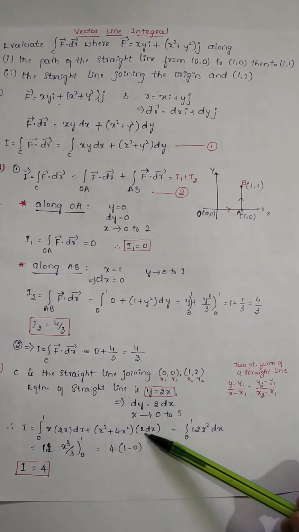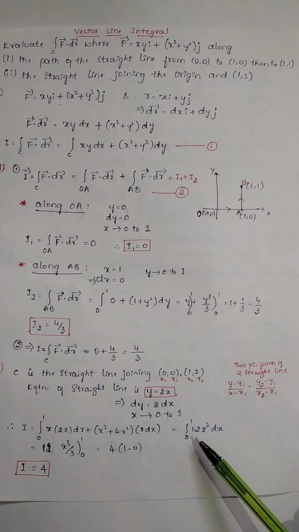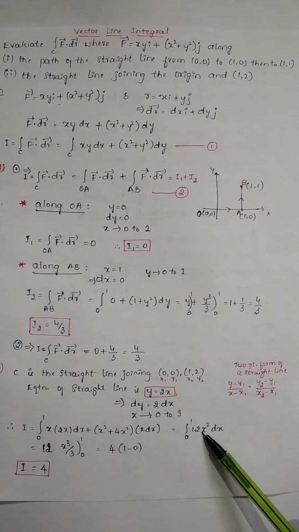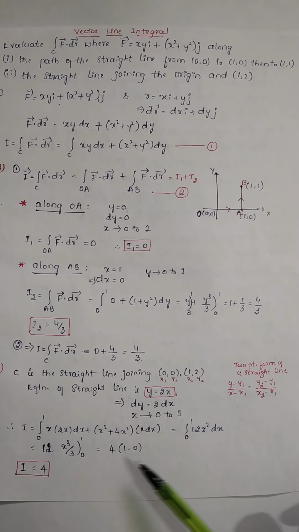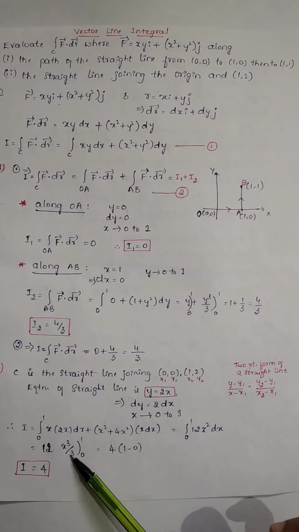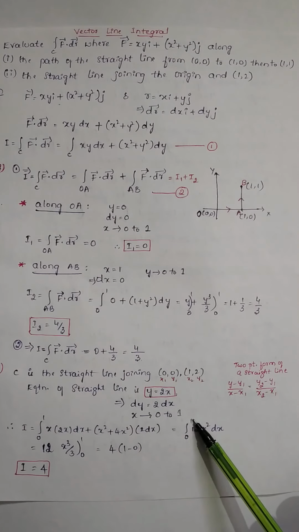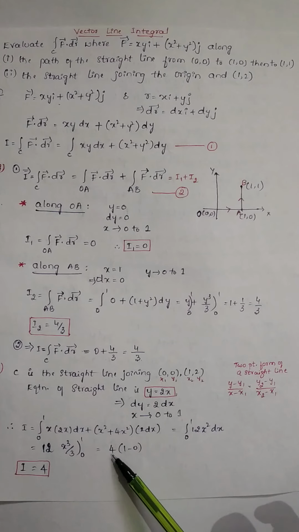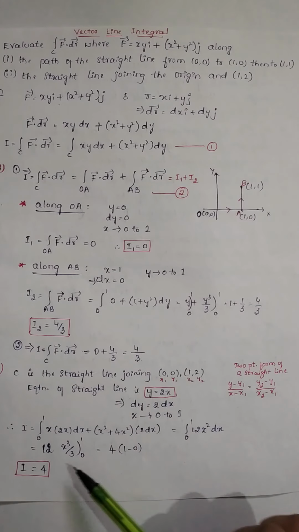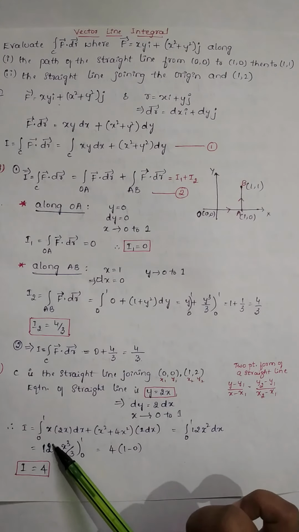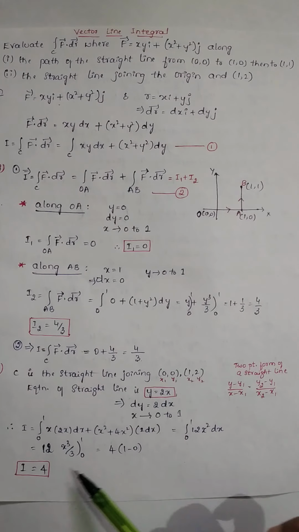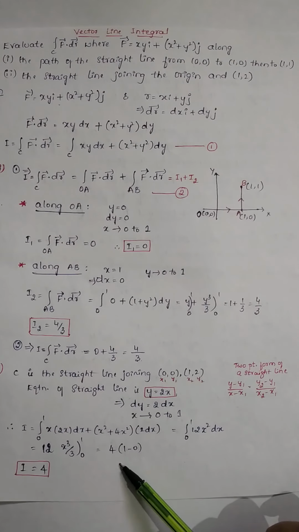After substitution and simplification, you will get 12x square. The integration of x square is x cube divided by 3, applying the limits from 0 to 1. On simplification, the 3 ones are 3 and the 3 fours are 4, so you will get 4 as the answer for the second question.